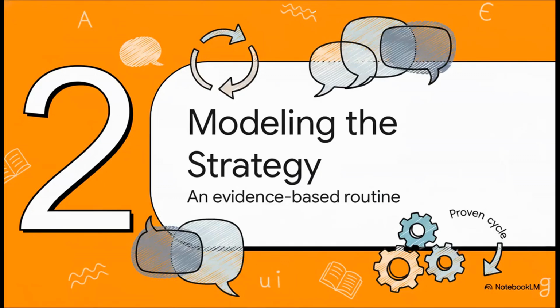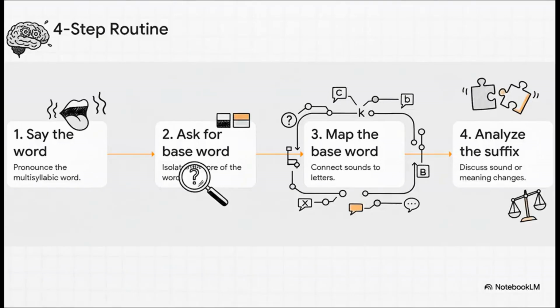Okay, now for the really fun part. How do we actually teach this stuff? Let's walk through a proven evidence-based routine that you can use for your explicit instruction. That's the I do part of your lesson. This whole routine breaks down into four super simple but really powerful steps. You say the word, ask for the base word, map it out, and then analyze the changes. Following this sequence gives students a clear, predictable structure, which is absolutely key for building mastery.